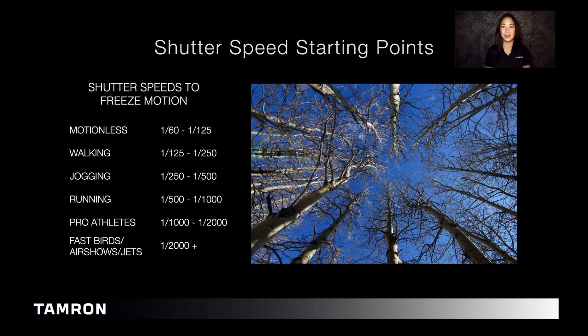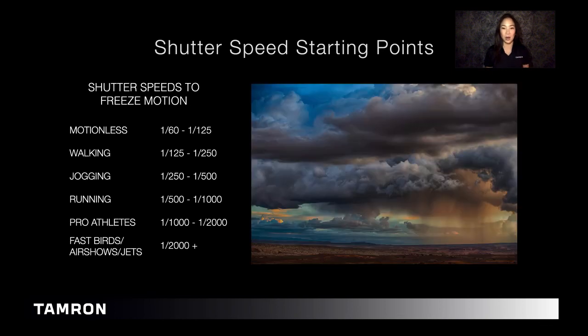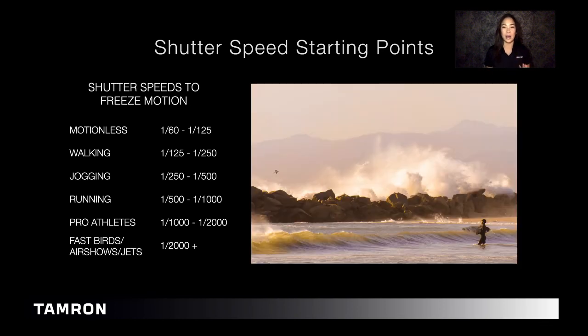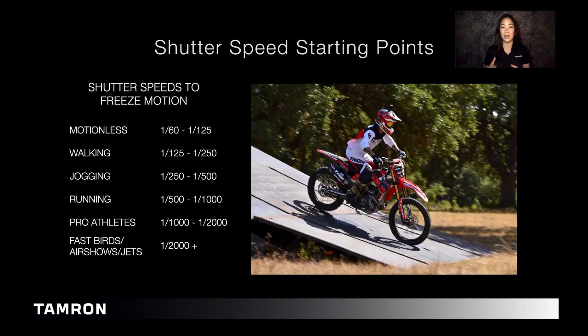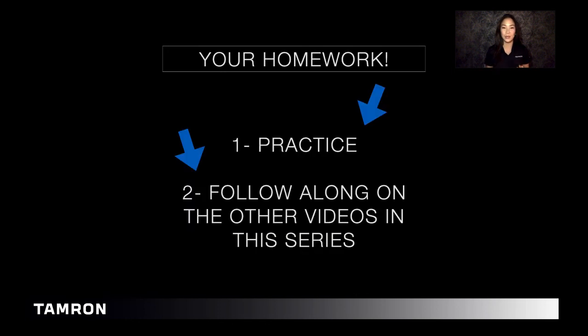So here are some starting points in choosing the correct shutter speed. So whether you're trying to shoot a serene landscape where there's hardly any motion at all, or the crashing waves at a beach, or even birds in your backyard, or stopping action in sports, these are all great starting points for you. And hopefully they will help you in your path to creating your desired photos.